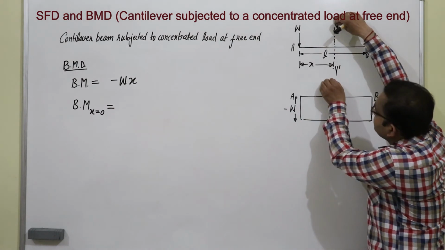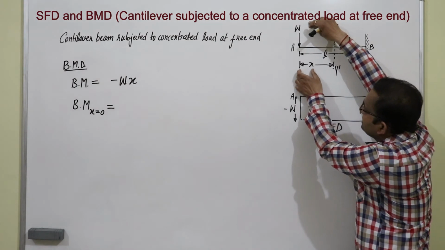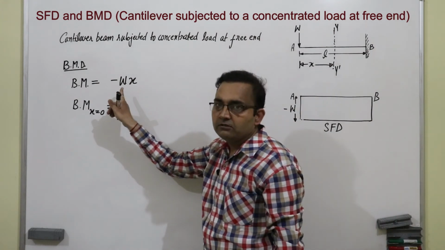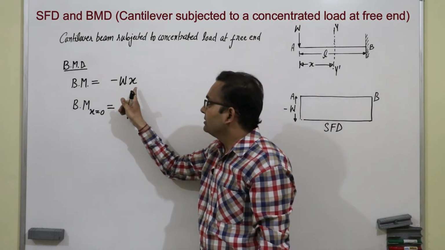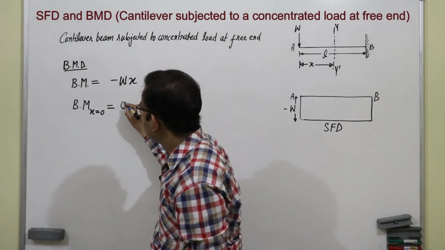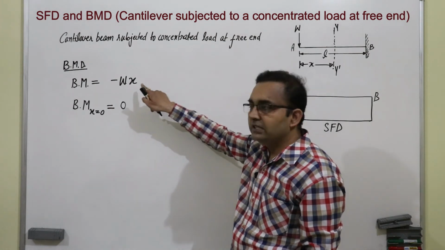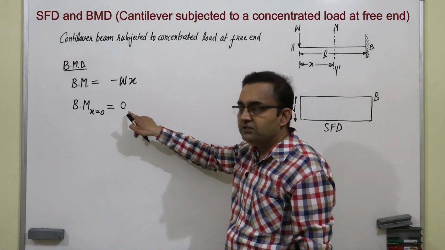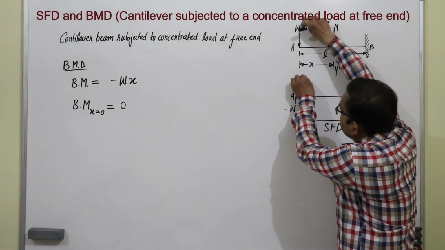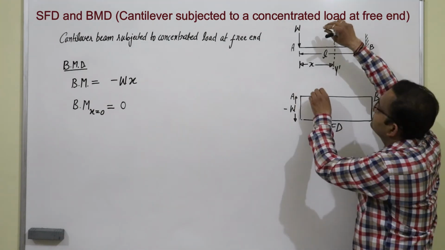If I slide this section to this side, what will happen? X will reduce and it will decrease. So, it is the general equation. If I put x equal to 0, bending moment is coming 0. If I put x equal to 0 in this equation, bending moment will be 0. This means this section is sliding towards this end and x is reducing to 0. So, bending moment is 0.